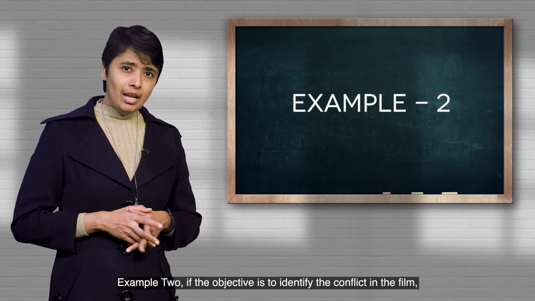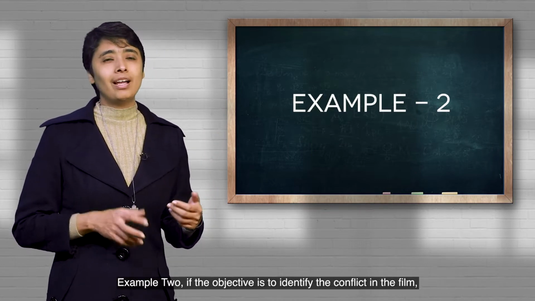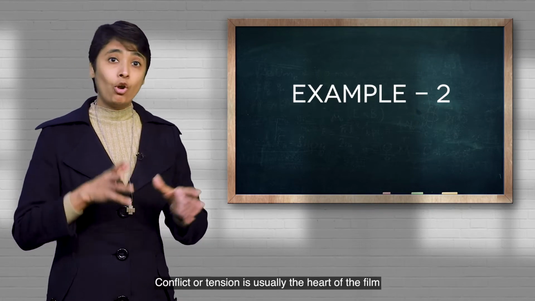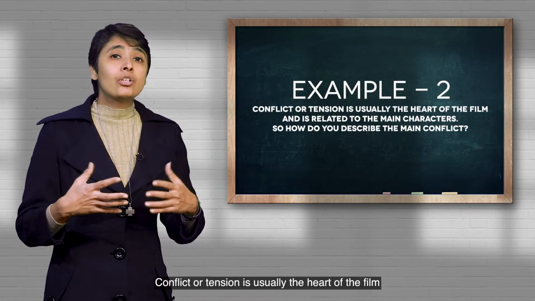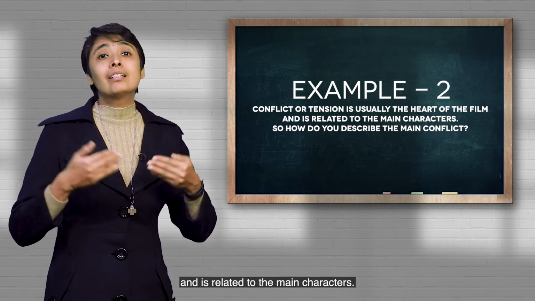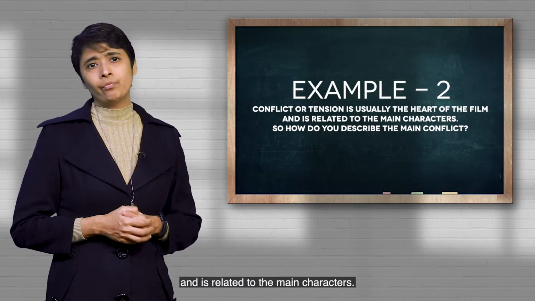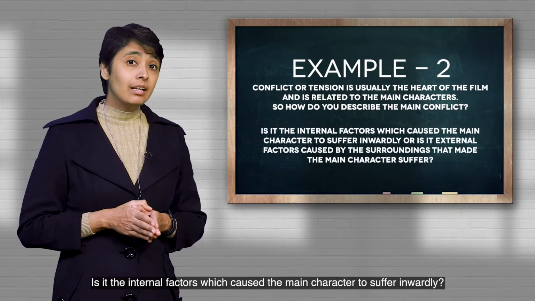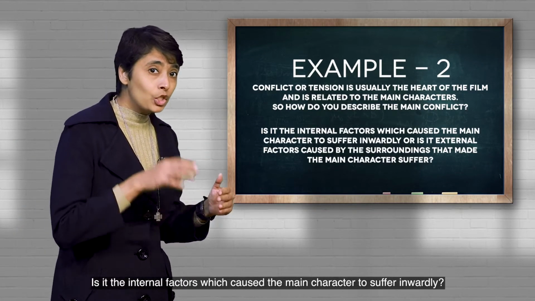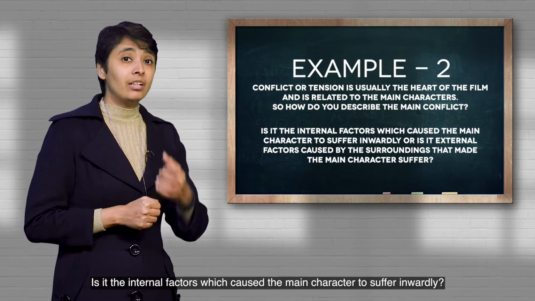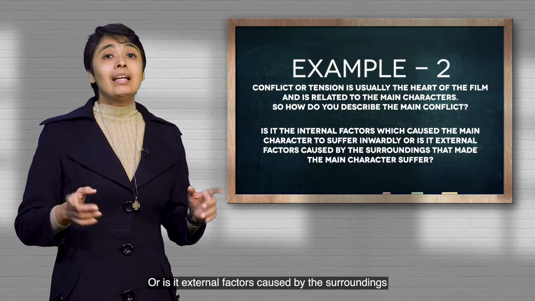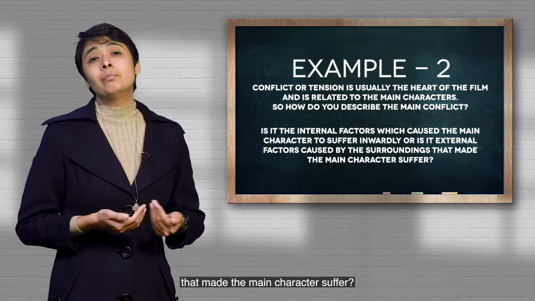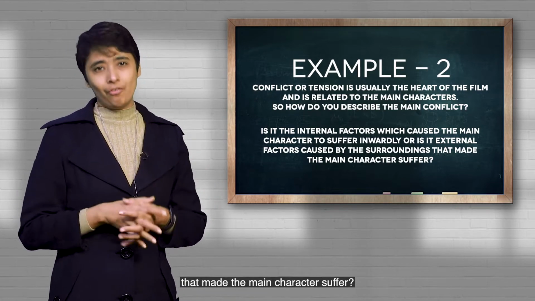Example 2. If the objective is to identify the conflict in the film, the following questions can help. Conflict or tension is usually the heart of the film and is related to the main characters. So, how do you describe the main conflict? Is it the internal factors which cause the main character to suffer inwardly? Or is it external factors caused by the surroundings that made the main character suffer?